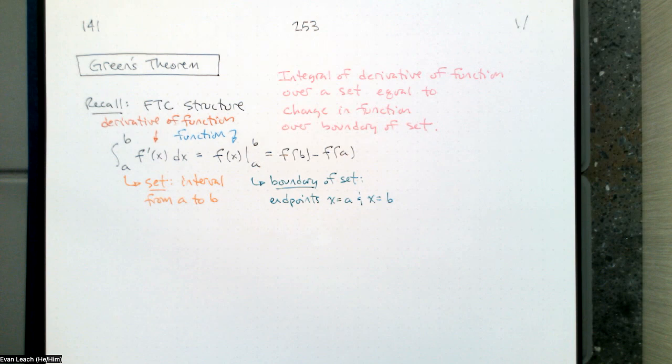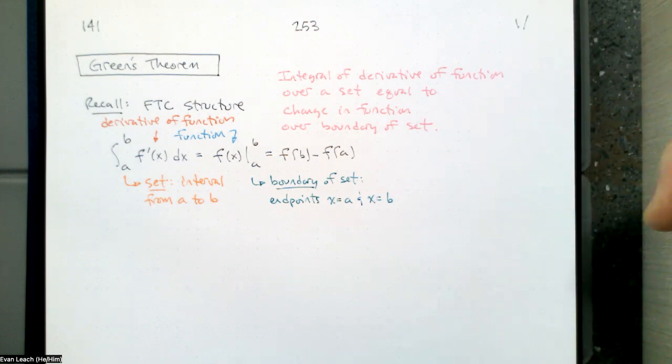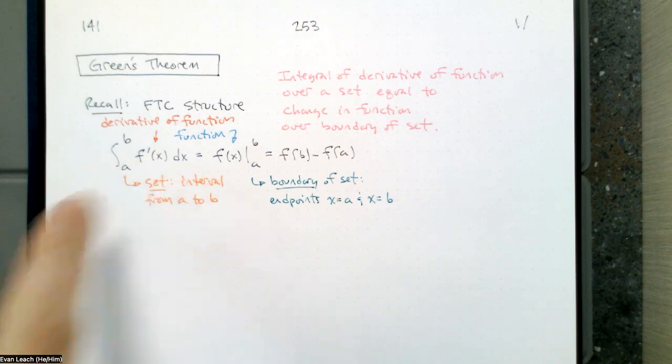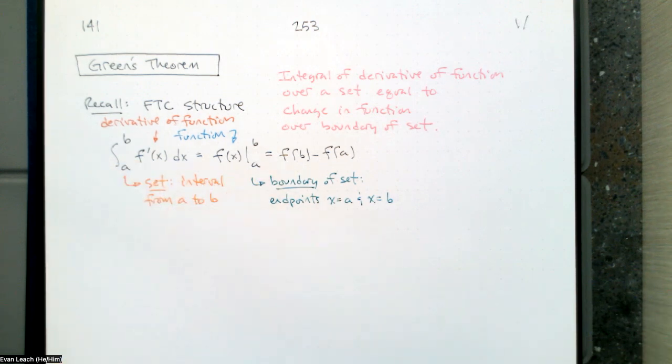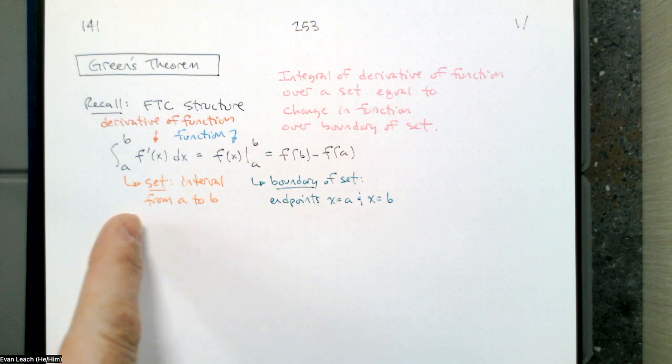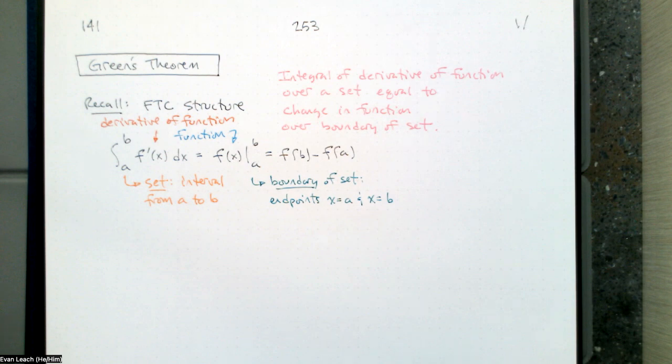Our regular fundamental theorem of calculus, our OG fundamental theorem of calculus, we have the integral from a to b of f prime of x dx is f at x evaluated from a to b. Evaluate the function at the endpoints. Specifically, we want to call out the change in the function over the interval. But to pair it up with our structure up here, the derivative of the function is f prime and the function is f. Then the other two players are the set, that would be the set over which we're integrating. The set is the interval from a to b, and the boundary of the set is the endpoints x equals a and x equals b.